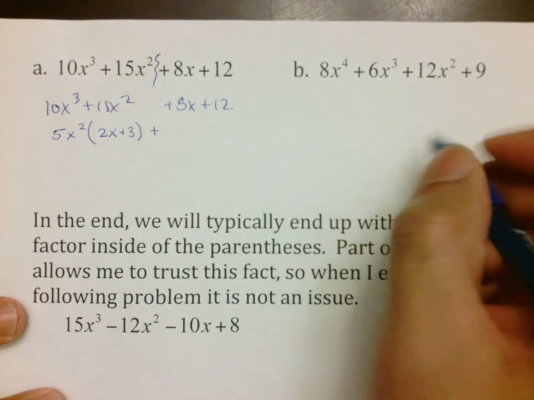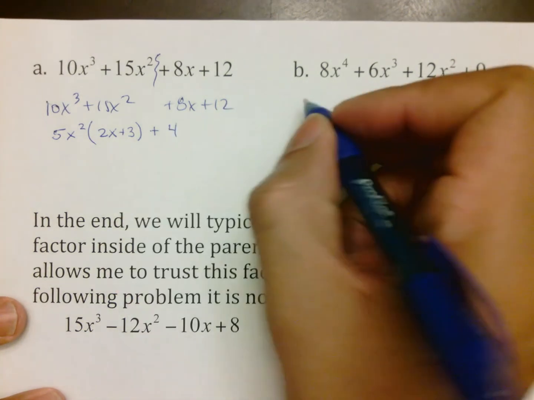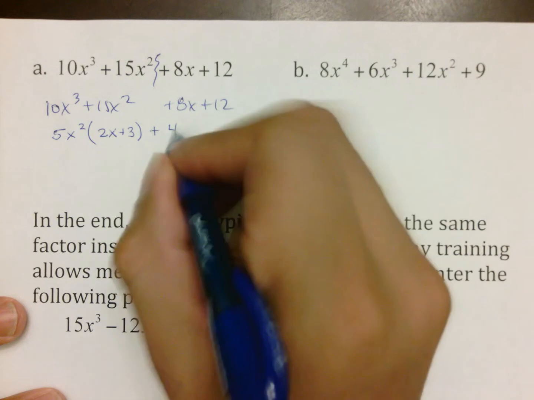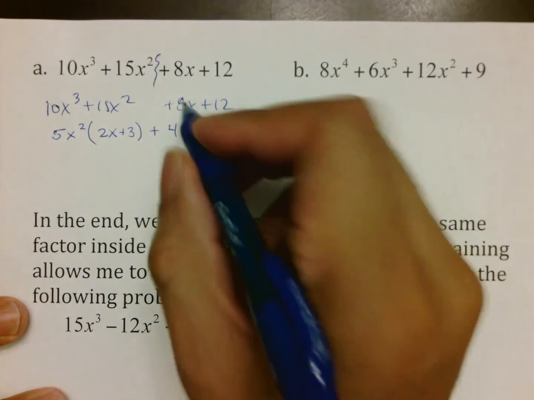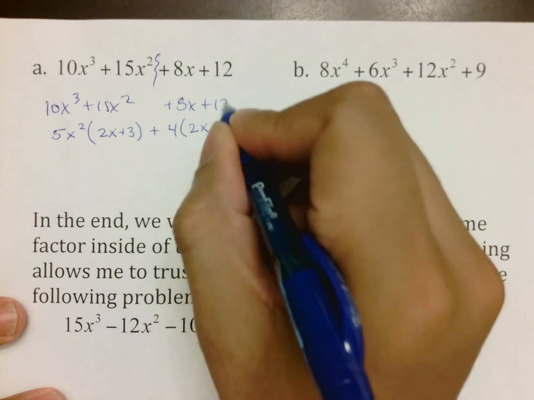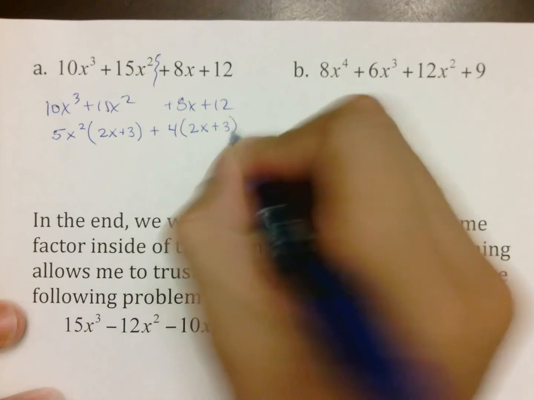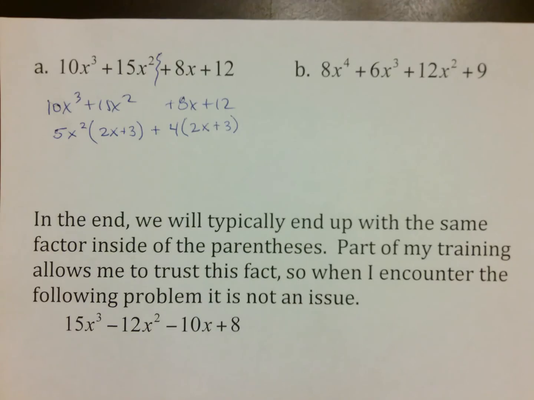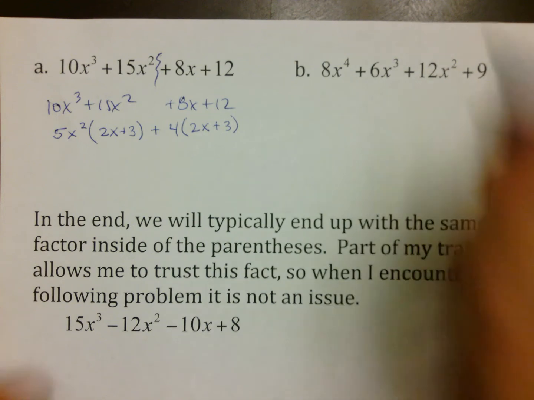8 and 12, the biggest number we can take out is 4. I can't take off an x because the 12 doesn't have an x, so I open up parentheses. 8 divided by 4 is 2. X comes down because I did not touch it, plus, and 12 divided by 4 is 3. And that is where we're going to stop for now. But again, that is the first 2 steps of factoring by grouping. Split it, and then GCF factor each of those 2 parts. Alright? Looking at B.